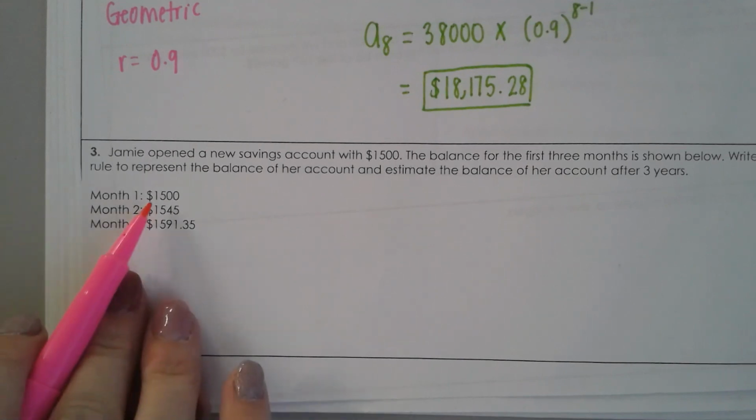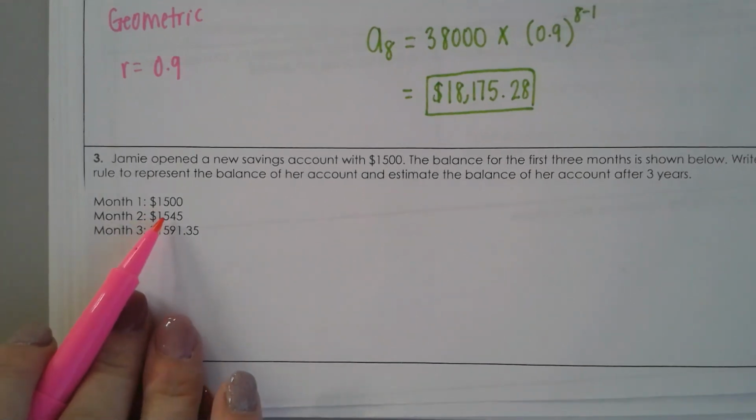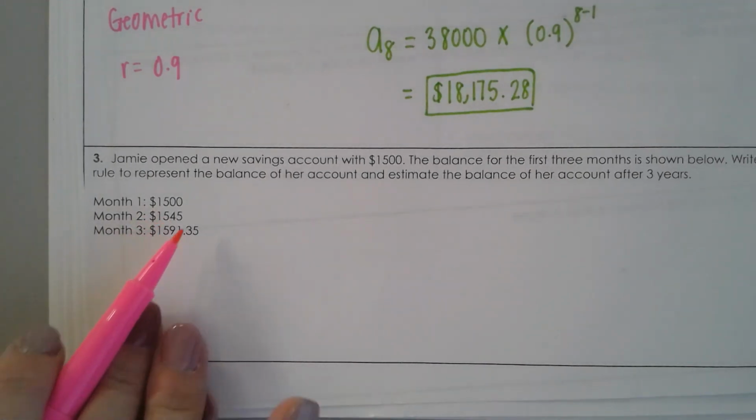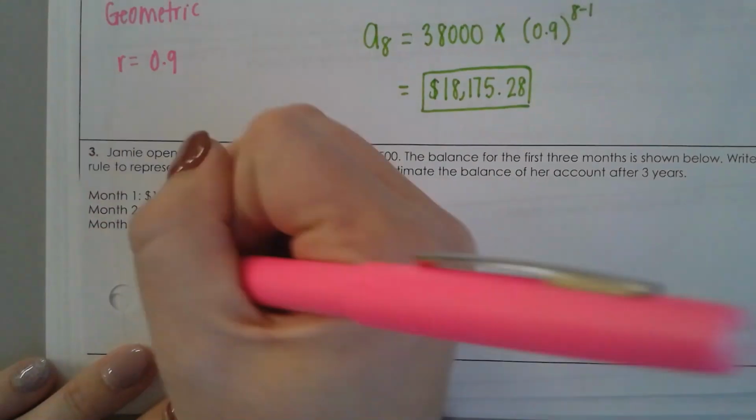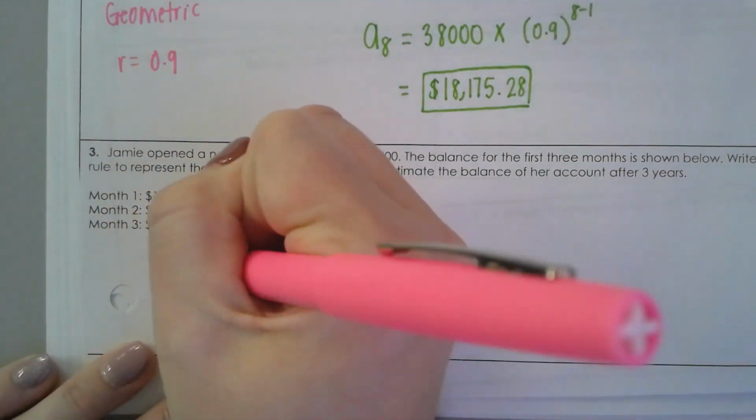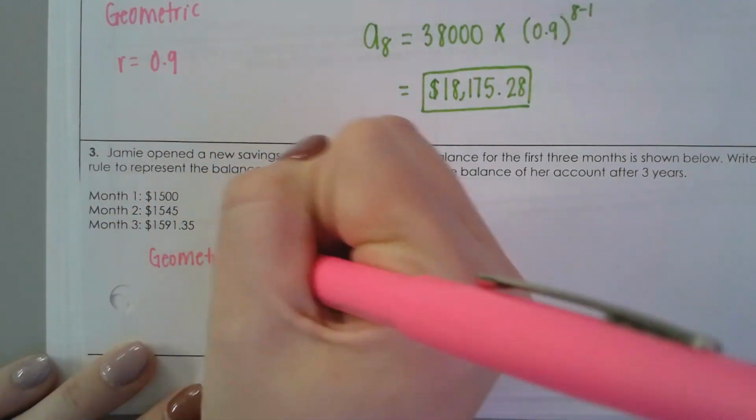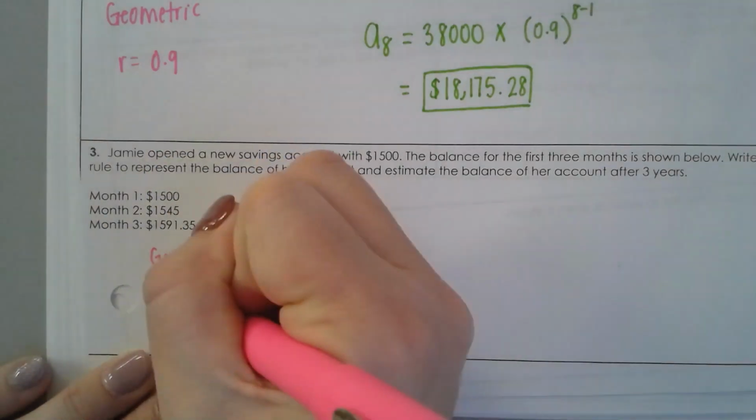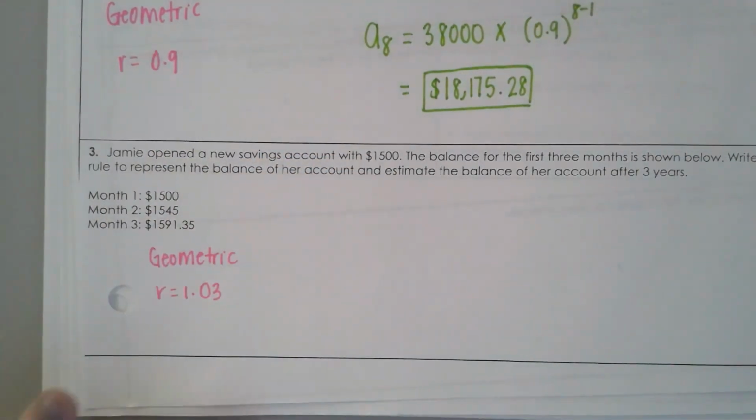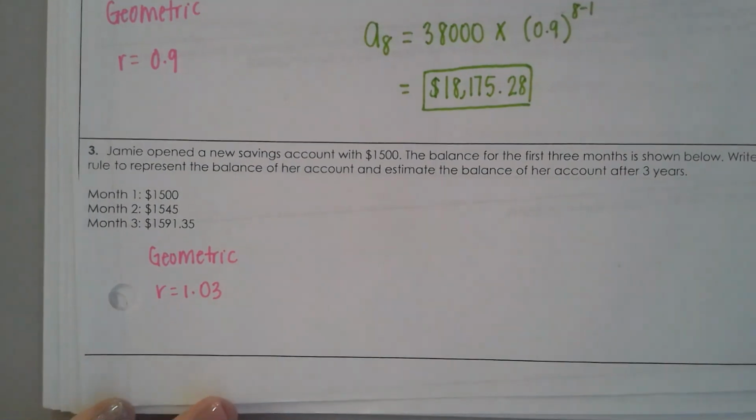What do I add to 1,500 to get to 1,545? 45. Do I add that again to get to the next one? No. So it's not going to be arithmetic. So it has to be geometric. See what it's multiplying by. 1.03. Good. That means that's a 3% interest.